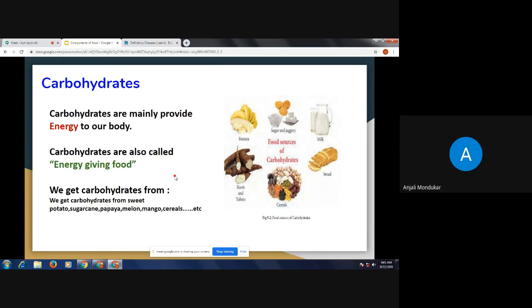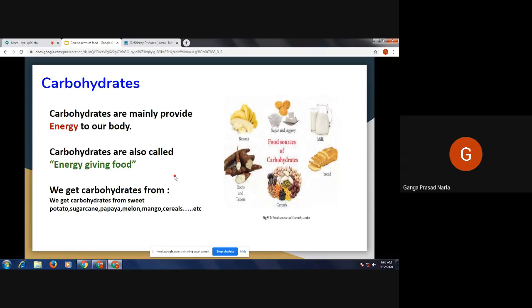Jaggery means bellam. These food items contain carbohydrates, so they are also called energy giving food. And from where do we get these carbohydrates? From these sources: banana, jaggery, milk, bread, potato, cereals. These are all sources of carbohydrates.